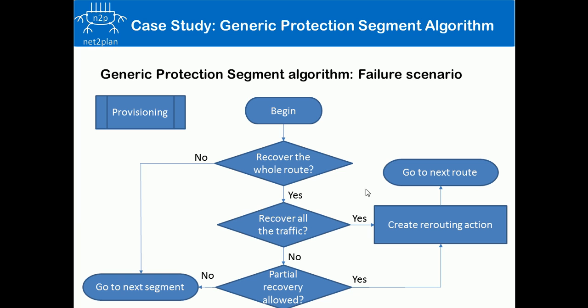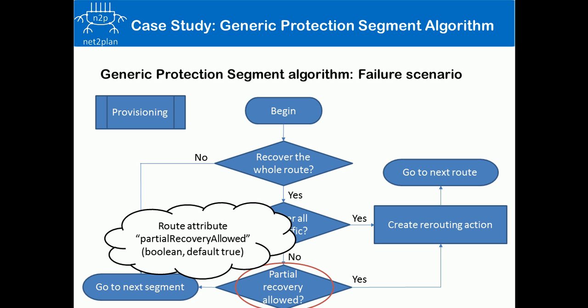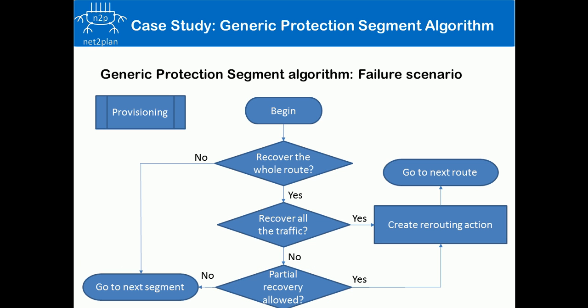If it cannot recover all the traffic, it will check if the partial recovery is allowed. As we have seen before, the partial recovery mode can be set with the route attribute partial recovery allowed, that is a boolean. If the partial recovery mode is activated, it then will create a rerouting action and proceed to the next route. If the partial recovery mode is not allowed, then this protection segment cannot be used by the algorithm and will proceed to the next segment.